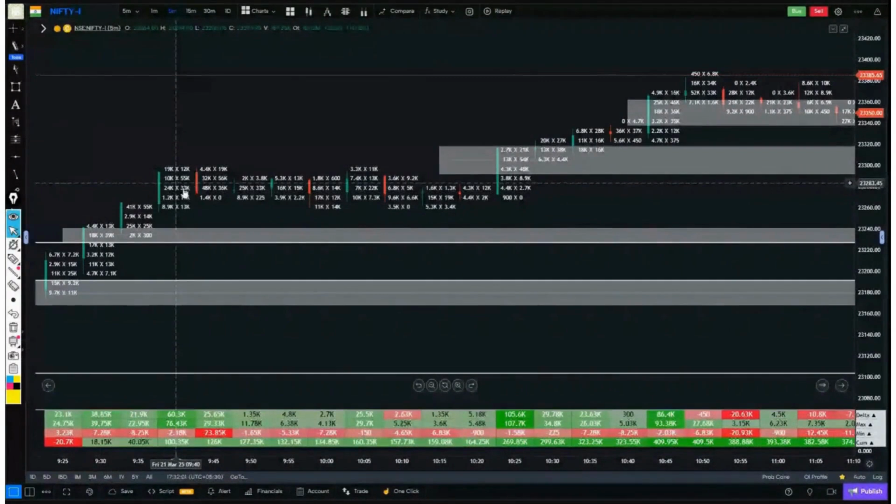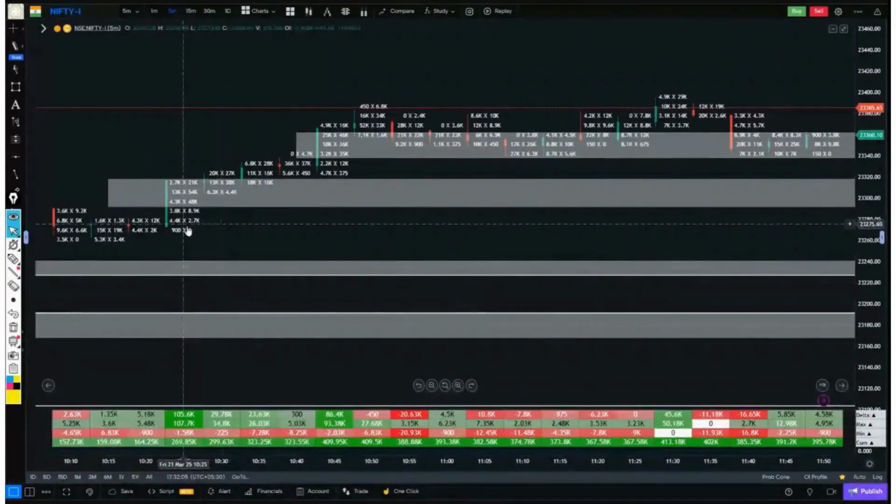Around 100,000 buyers or more in this candle. So we went to the buyer side and saw where the most buying occurred. Buying at 48, buying at 54, buying at 21. So this is the zone where the maximum buyers were active. So let's see what happened around this zone.